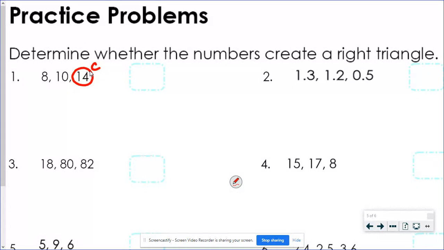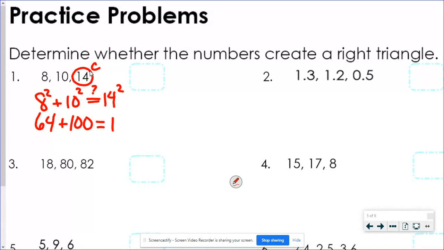Now, again, since we've already done a lot of work with memorizing perfect squares, some of this is going to go pretty fast. Here I would have 8 squared plus 10 squared. Does that equal 14 squared? Well, 8 squared is 64, 100 for 10 squared. 14 squared is 196. Before I even add these two together, this ends with a 6. 4 plus 0 is going to end with a 4. I know this isn't going to work. So this is no, that does not work.